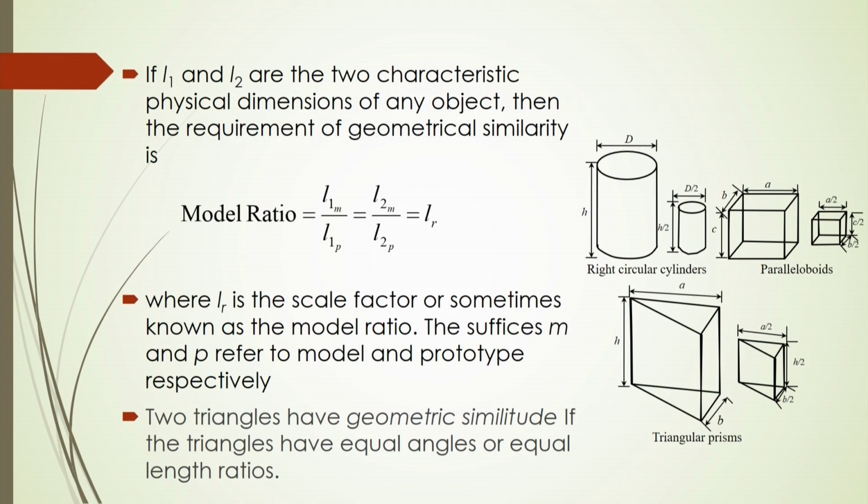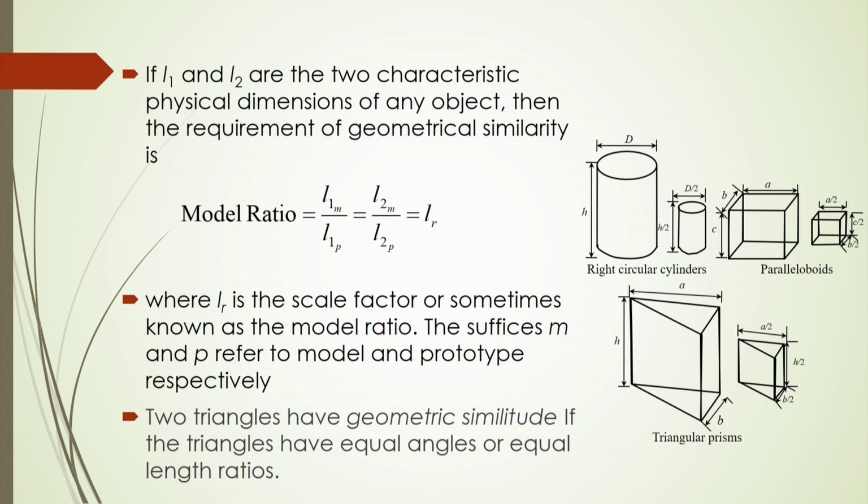In this case you see some figures here, showing similar shapes like right circular cylinders, parallelepipeds, oblate shapes, and even triangular prisms. If L1 and L2 are the two characteristic physical dimensions of any object, then the requirement of geometrical similarity will be the ratio L1m by L1p, m for model, p for prototype. Similarly, the ratio L2m by L2p should be equal to Lr. Lr is the ratio of these dimensions.